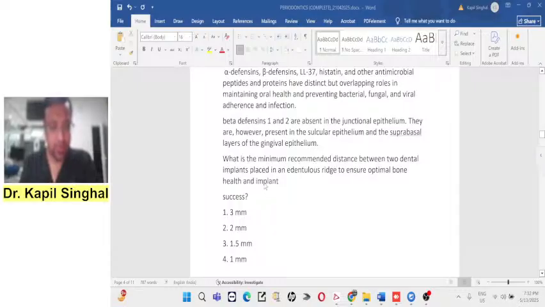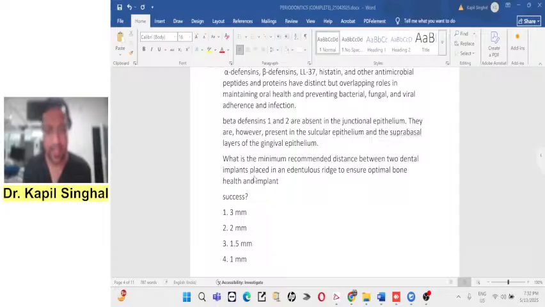Okay, so the next question was, what is the minimum recommended distance between two dental implants placed in edentulous areas to ensure optimum bone health and implant success? So again, a very important question for implant and a very simple one. We have already discussed this a lot of times.